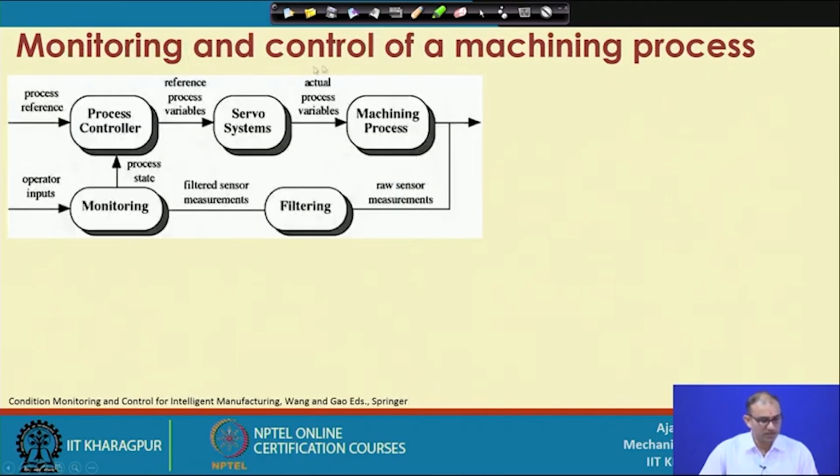So, how do you monitor and control the machining process? Now, what is the first thing? The process controller plays an important role, where you have to put in the process references. Process references means your tolerance level, and what different properties are required on the machined part, that is, how many components are required. So, those things are actually fed to the controller, and once the controller gets all this information, then the reference process variables are available. These reference process variables are mostly the servo command.